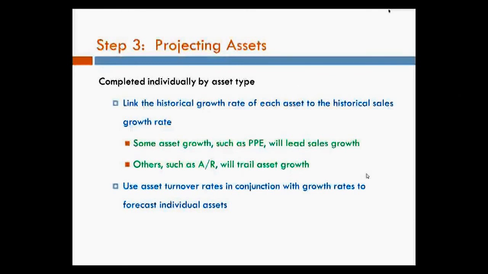Other assets will trail sales. As you grow your sales, your accounts receivable will grow because of it, so it will trail sales. So we'll work with the asset turnover rates to forecast individual assets. Think of your balance sheet, it's category by category.